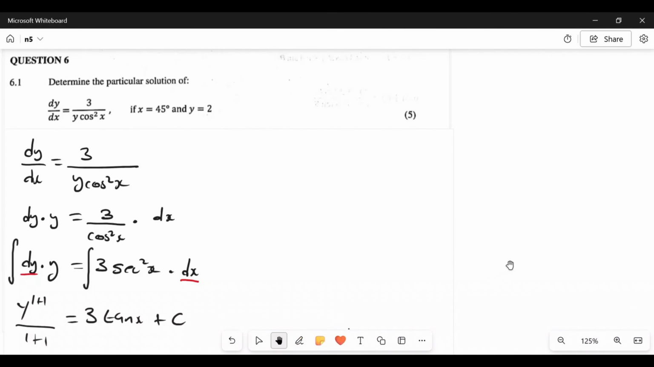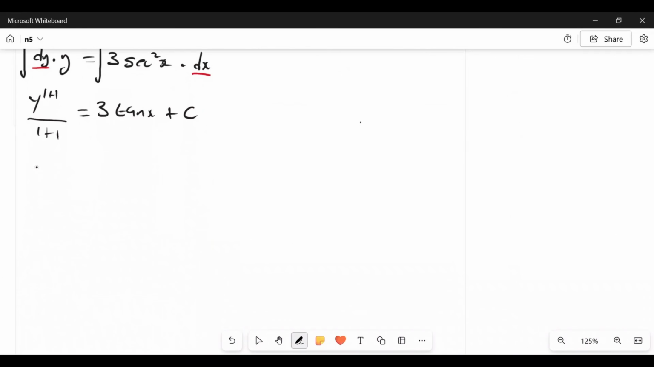Let me create a space here for a minute. So on the left hand side, we have y squared divided by 2. And then on the right hand side, we have 3 tan x plus c. Right, so when it's like this, we can cross multiply and let's make y squared subject of the formula.